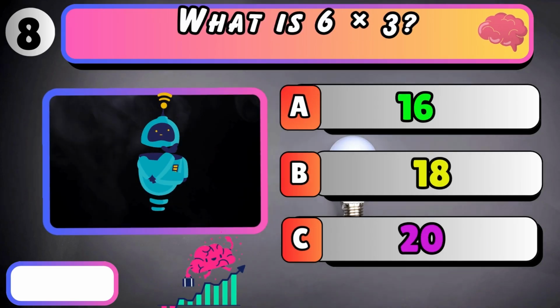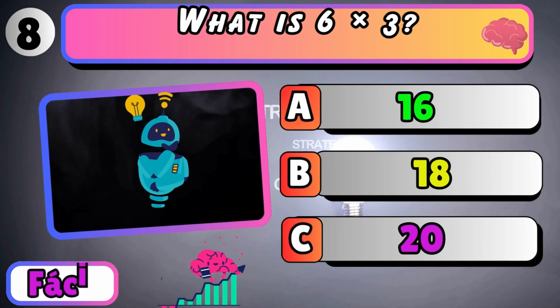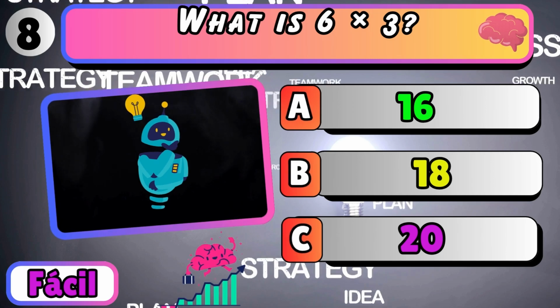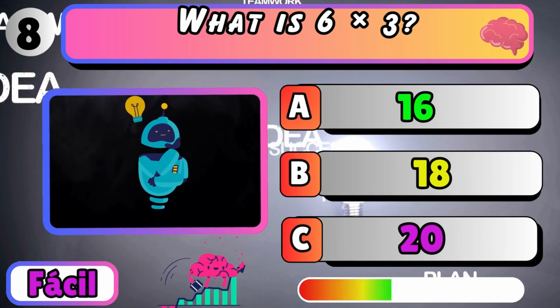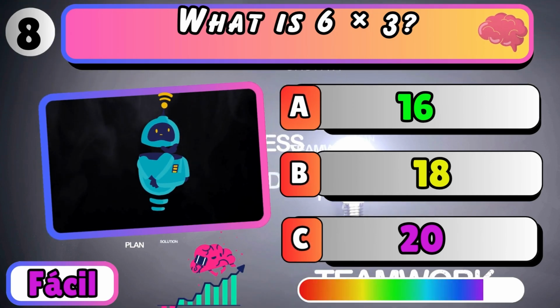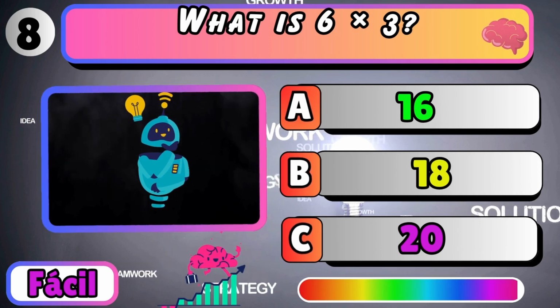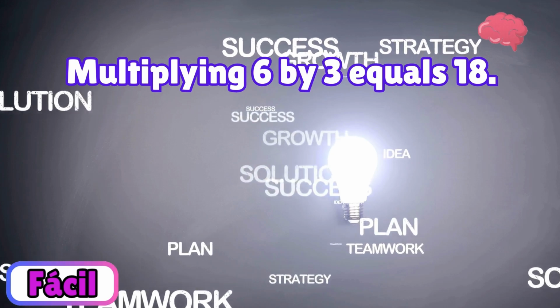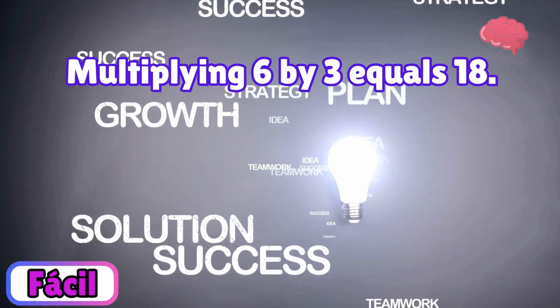What is 6 times 3? 16, 18, or 20? 18. Multiplying 6 by 3 equals 18.